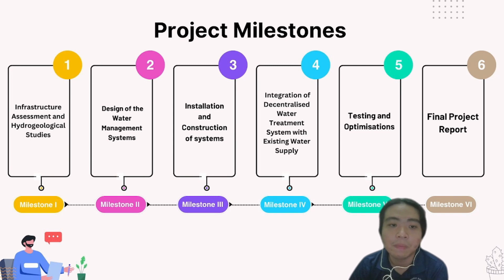And after all the testing and optimizations are done in milestone 5, milestone 6 will be the final project report. This basically involves the developer and contractors who were involved in the construction. So this milestone basically involves the paperwork by the contractor and developer, and they will finalize the whole project report and hand it over to the university management for publication. So these are the 6 milestones involved in our project, which is estimated to be done within a year.